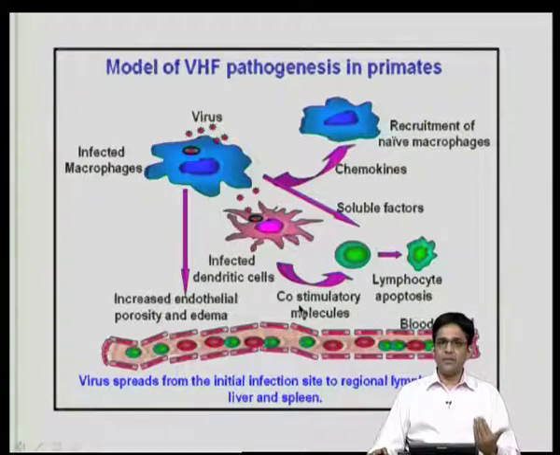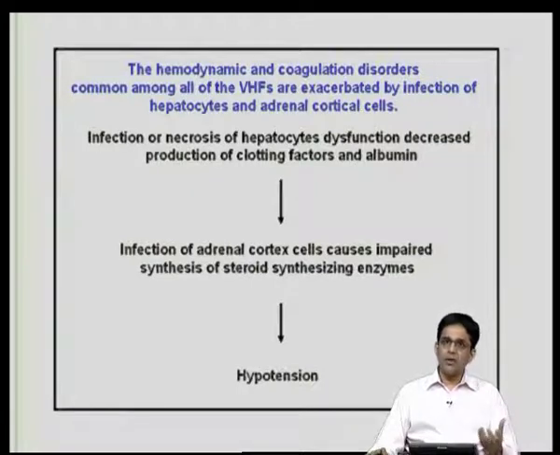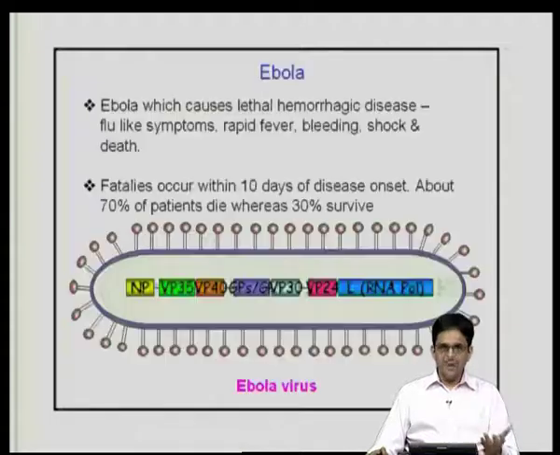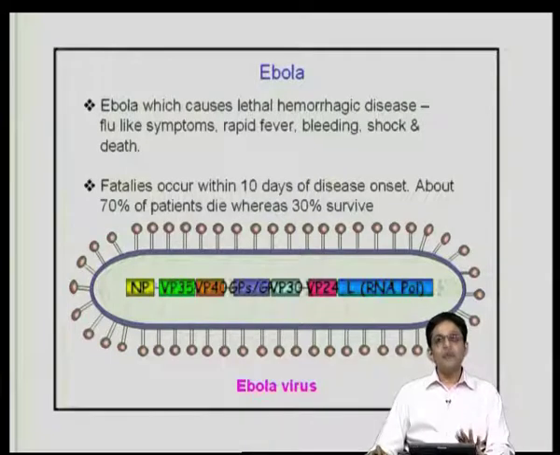very quickly, and it's a systemic infection that takes place. What happens is you have decreased production of clotting factors, as a result of which you have hypotension, because your blood pressure drops rapidly. And the example is Ebola, which we will discuss, and it causes lethal hemorrhagic disease: flu-like symptoms, rapid fever, bleeding, shock, death. But what is surprising over here is about 70% of the patients die, whereas 30% survive. So, a question that can be asked is, how come 30% of the patients survive?